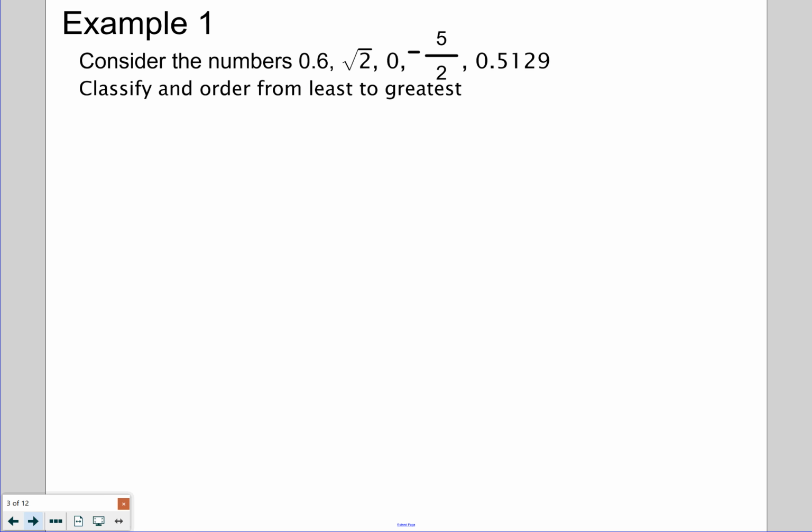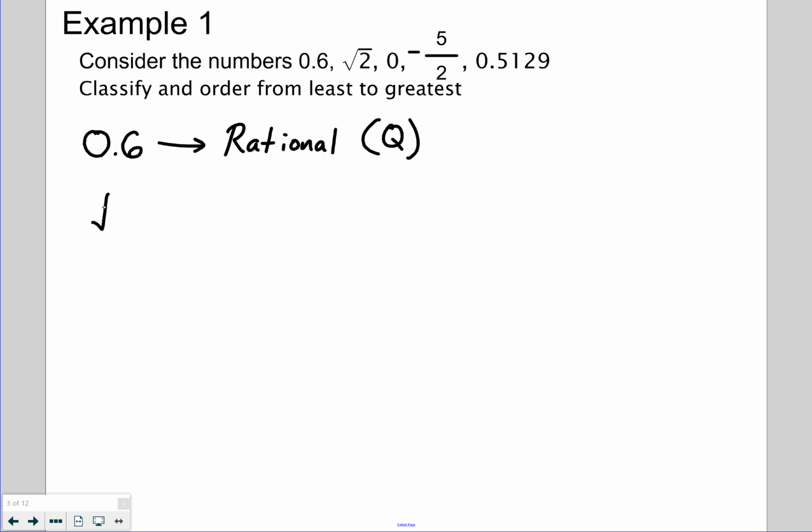Okay, let's try 0.6. Let's go with Maddie. What do you think, Maddie? How would you classify 0.6? Rational. Why do you say rational, Maddie? It's a decimal, and more importantly, what about that decimal? It's in the tens place. Do you see any numbers after it, Maddie? No, which means that it terminates. It stops. Okay? So that's why we call it rational. Questions on that one? Okay.